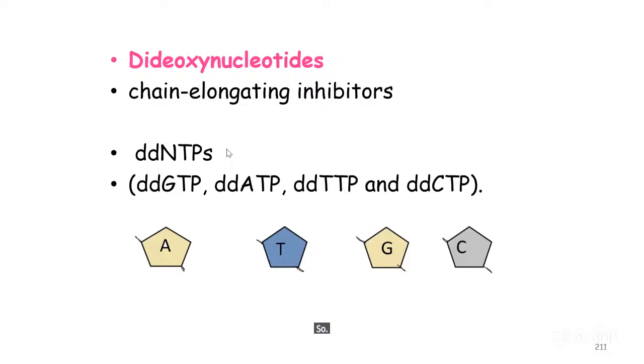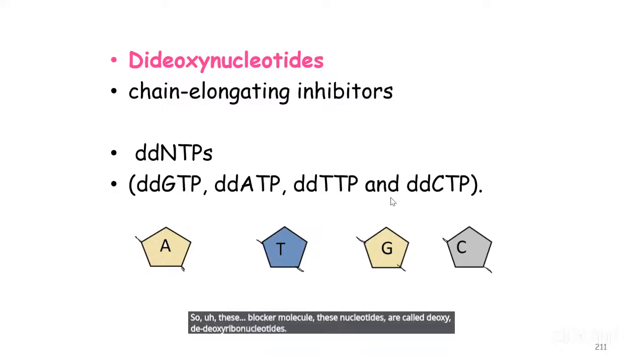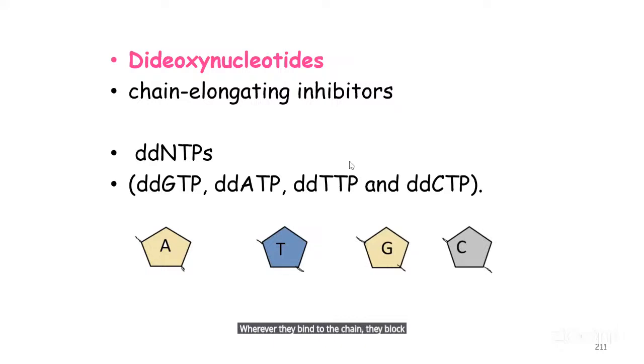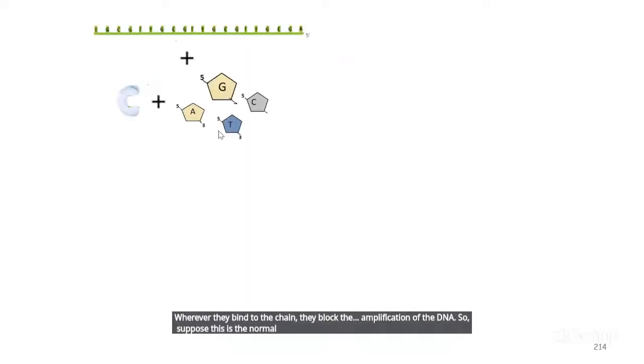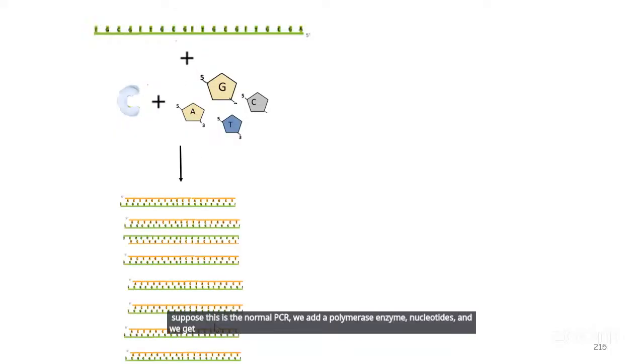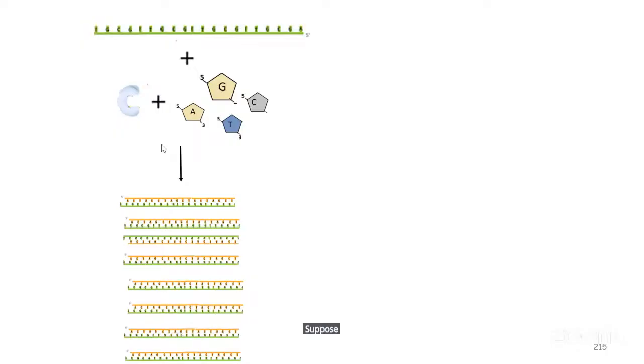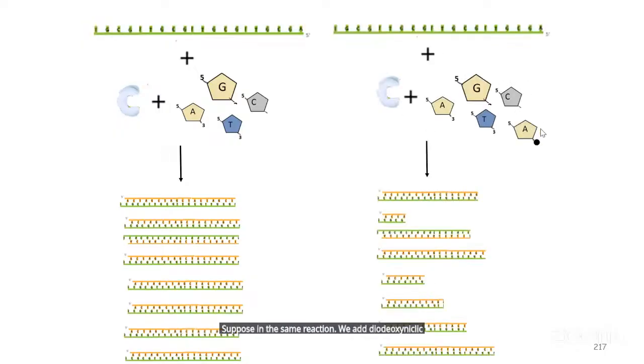So these blocker molecules, these nucleotides, are called dideoxyribonucleotides. Wherever they bind to the chain, they block the amplification of the DNA. Suppose this is the normal PCR: we add polymerase enzyme and nucleotides, and we get the amplification. Suppose in the same reaction, we add dideoxynucleic acid, adenine, in a small amount.